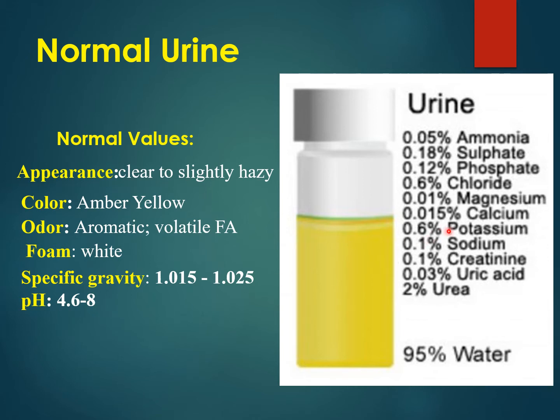Sometimes there are normally traces in the urine. As we know, the urine is mainly formed of 95% water, 0.05 ammonia, sulfate in a certain percentage, chloride, uric acid, creatinine, and sodium.